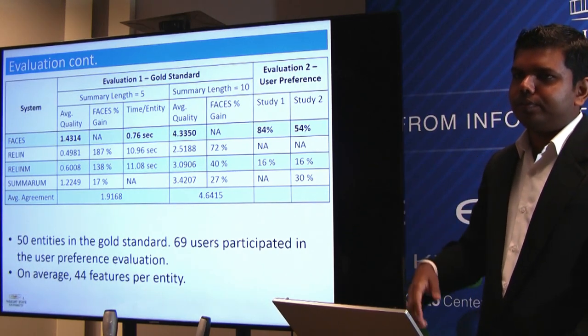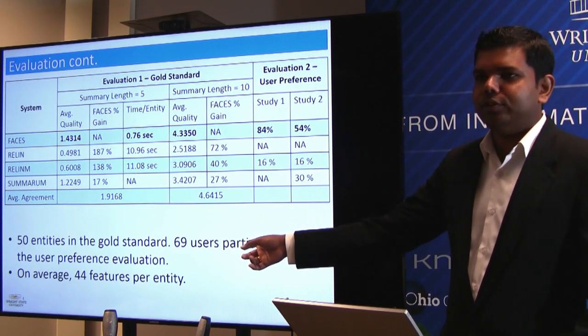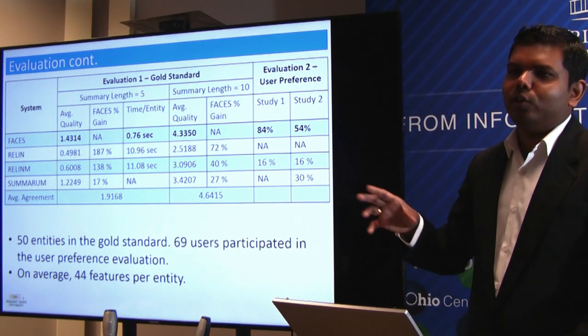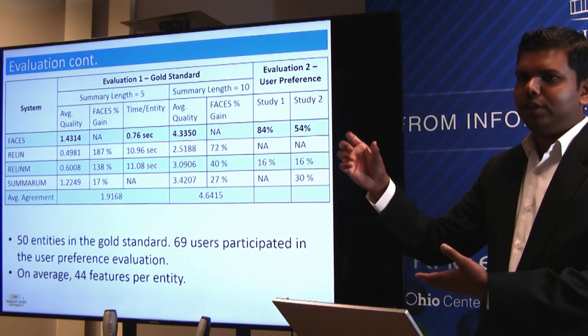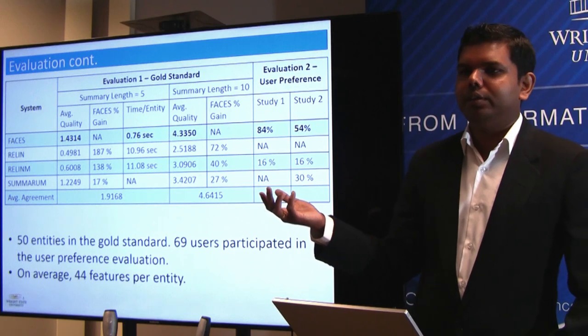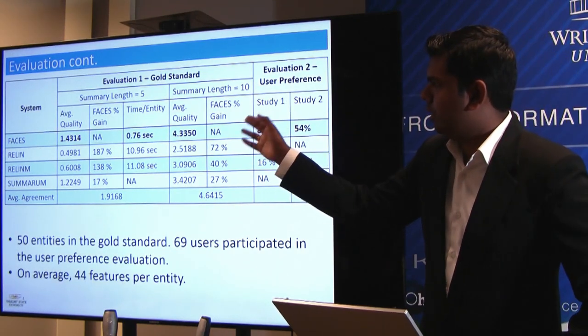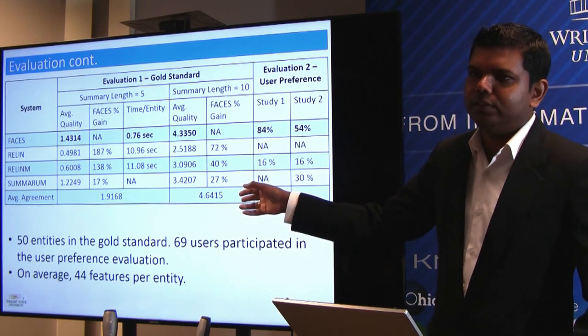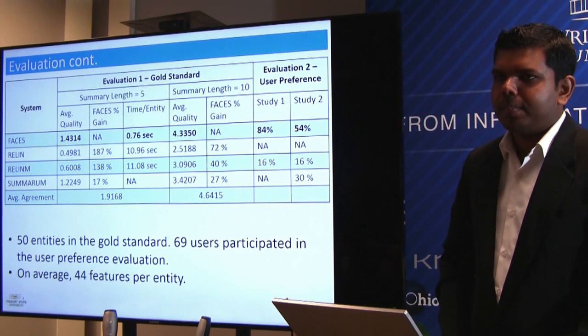Then you still use multiple judges, right? Yes, we had like 69 judges. For that, we weren't creating a gold standard. We just gave them blinded results for three systems and asked them which one they liked better. Give your ranking: this one is better, Faces is better, give one, second is this and third is this. What's the agreement between the users' ranking?